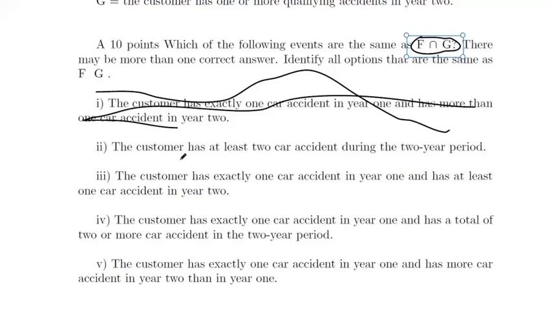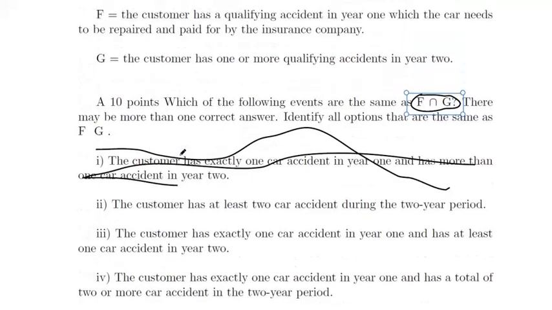Option 2, the customer had exactly 2 car accidents during the 2-year period. Now, I actually marked this correct the first time, but that's not right, because it's close. If you have F and G, you will have 2 accidents during the 2-year period, but 2 isn't specific enough. It should be saying that we had 1 accident in year 1 specifically. It's not clarifying. The 2 accidents could have happened in year 2, so this doesn't fully explain F and G.